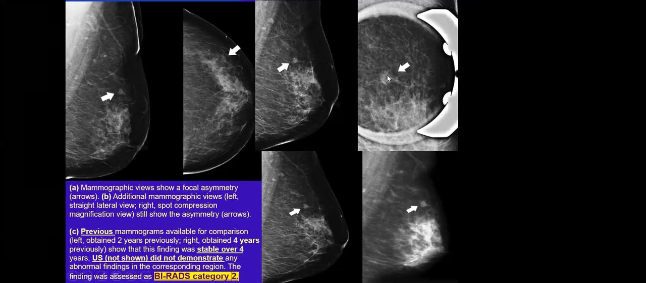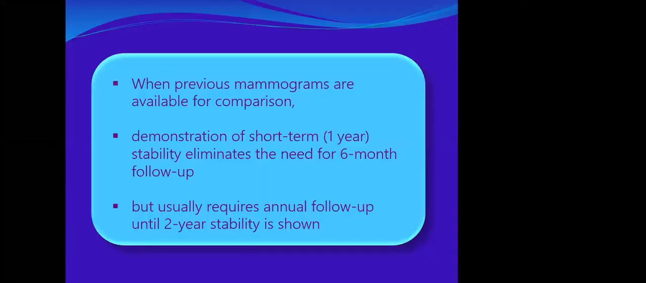If you look here, look for it. It looks like a mass. It looks like an irregular spiculated one. But it was stable for 4 years, so we will code it as BI-RADS 2. So when previous mammograms are available for comparison, the demonstration of short-term, 1 year stability eliminates the need for 6 months follow-up.